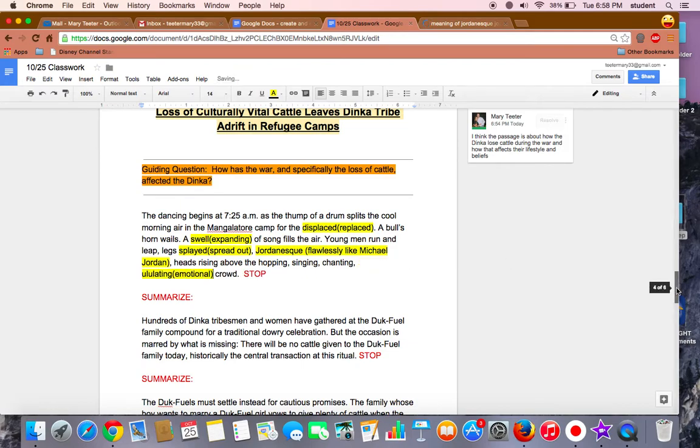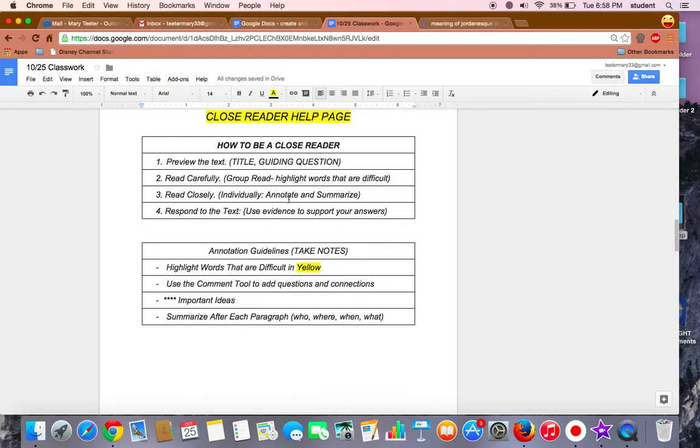So what I've done is I've done all of step 2. And now I'm going to move on to step 3. I'm going to reread that passage closely. And this time I'm going to annotate or take notes as I read by commenting or starring important ideas. And I'm also going to summarize the paragraph, telling you who, where, when, and what.